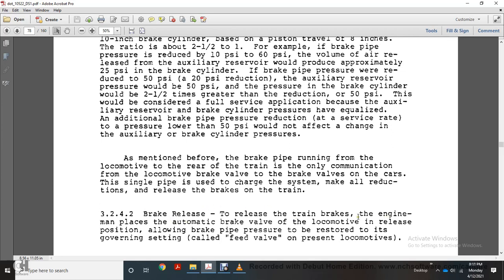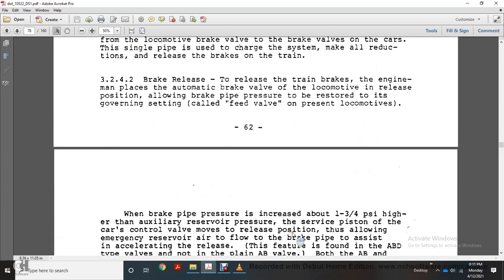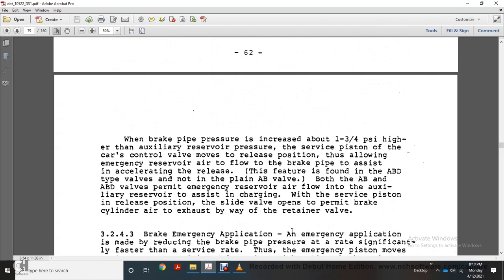3.2.4.2 Brake relief. To relieve the train brakes, the engineman places the automatic brake valve of the locomotive in release position, allowing the brake pipe pressure to be restored to its governing setting, called the feed valve setting on the locomotive. When brake pipe pressure is increased about 1 3/4 psi higher than the auxiliary reservoir pressure, the service piston of the car control valve moves to the release position, thus allowing the emergency reservoir air to flow through the brake pipe to assist in accelerating the relief.